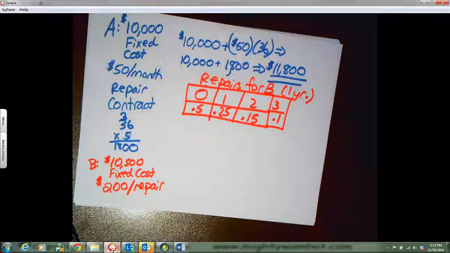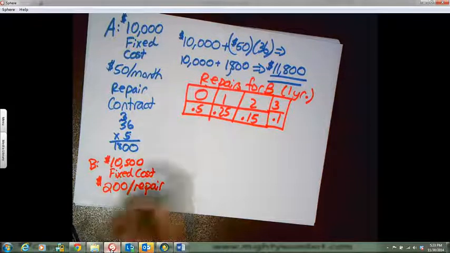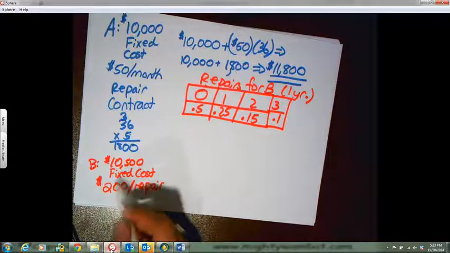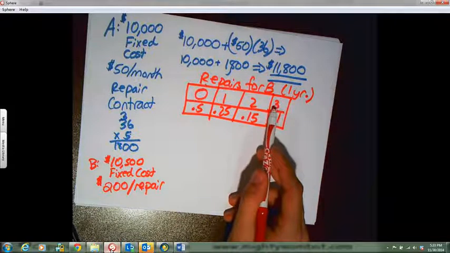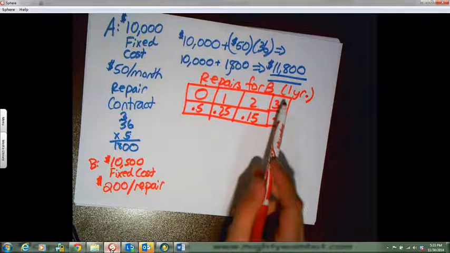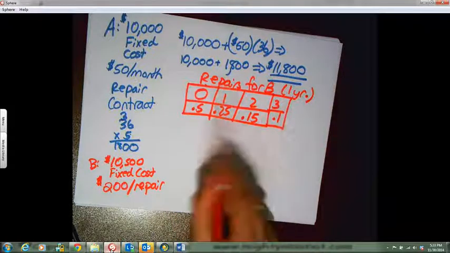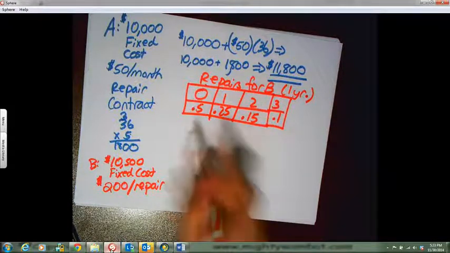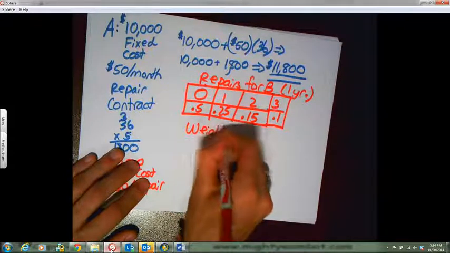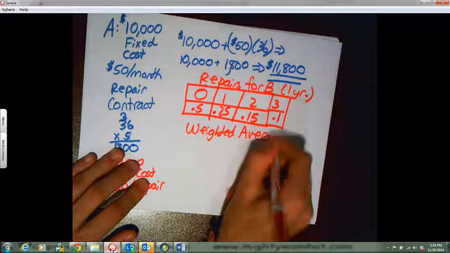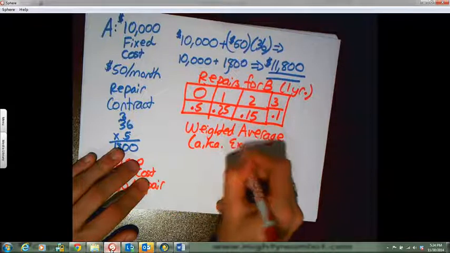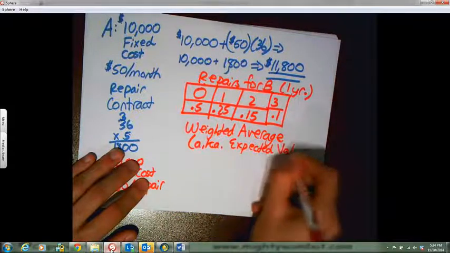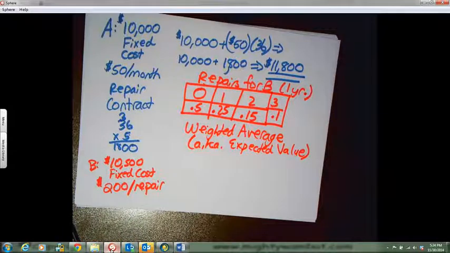We need to find, well, we know that B is going to cost us $200 per repair. I have no idea how many repairs I'm going to need. I could need 0, or I could need 3 in 1 year, right? I just don't know. What I could find out is what is the average number of repairs I need. We could find the weighted average, and I'll put the term you all might be more familiar with, aka the expected value. The weighted average, the expected value. So what am I likely to get? In other words, how many repairs are likely on average?